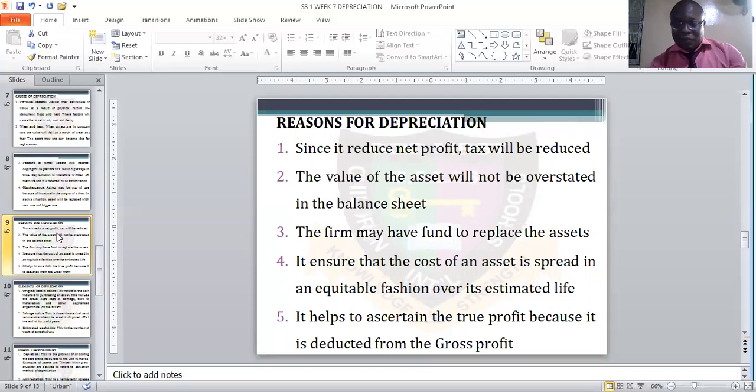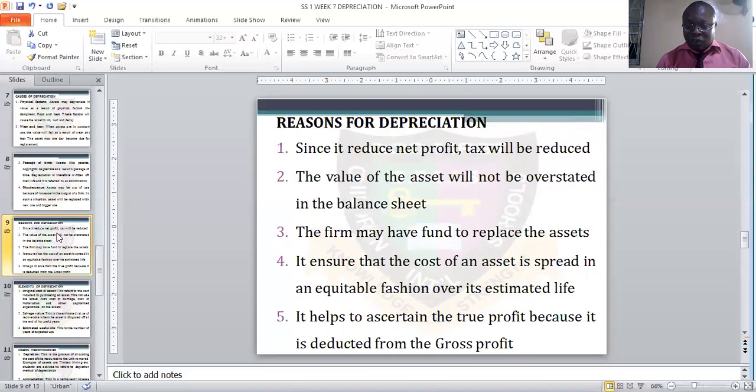Then the value of the asset will not be overstated in the balance sheet. Because when you get to the balance sheet, if the cost of that machinery is 50,000 naira and there's depreciation of 10% of 50,000 naira, that means you're going to charge 5,000 naira from 50,000. So that means the asset has not been overstated. What you're going to write as the net book value will be 45,000 naira, not 50,000 naira again, because that asset has already been depreciated.